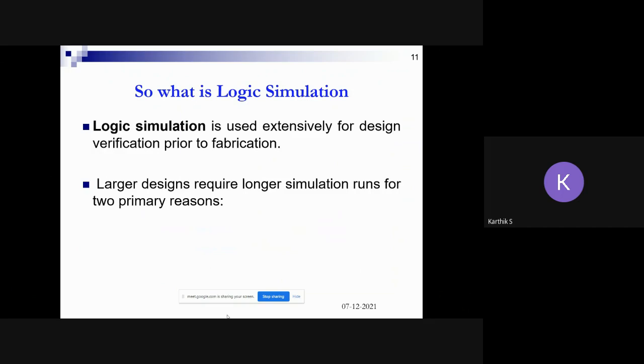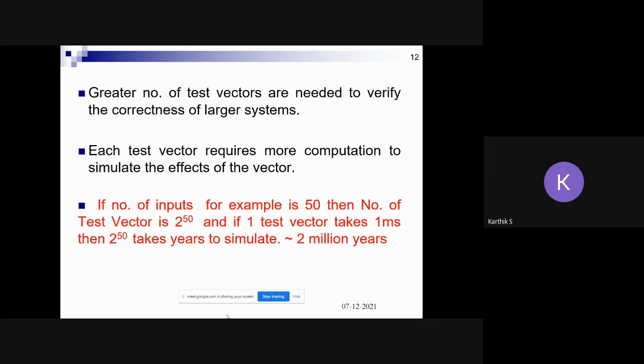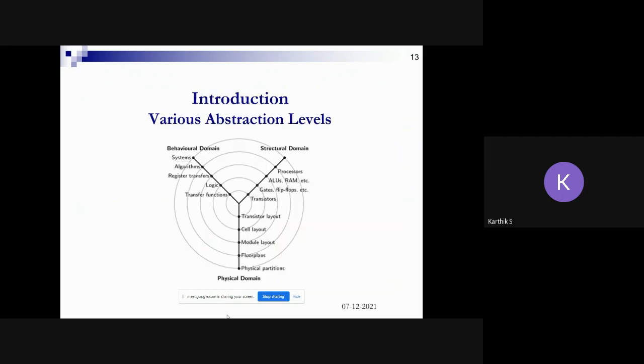Primarily, you have two reasons for that. One reason is more the test vectors, more the time taken. For example, if the number of test vectors is 50, so if you see 2 power 50, and even if one test vector takes 1 millisecond, 2 power 50 test vectors takes 2 million years to simulate the design. This diagram is just to show you the various abstraction levels of any design.